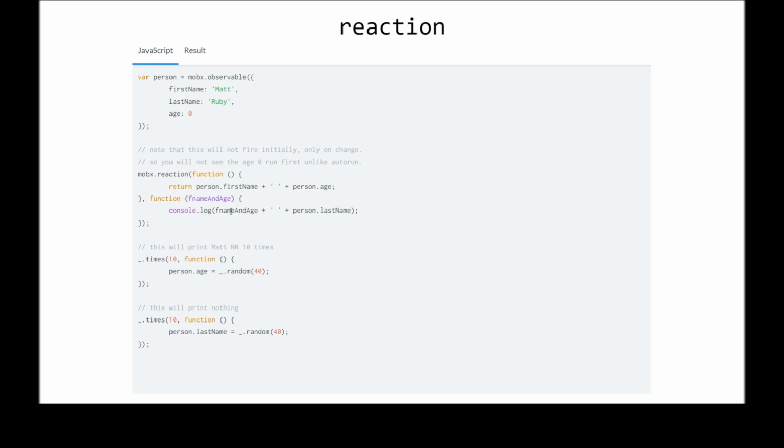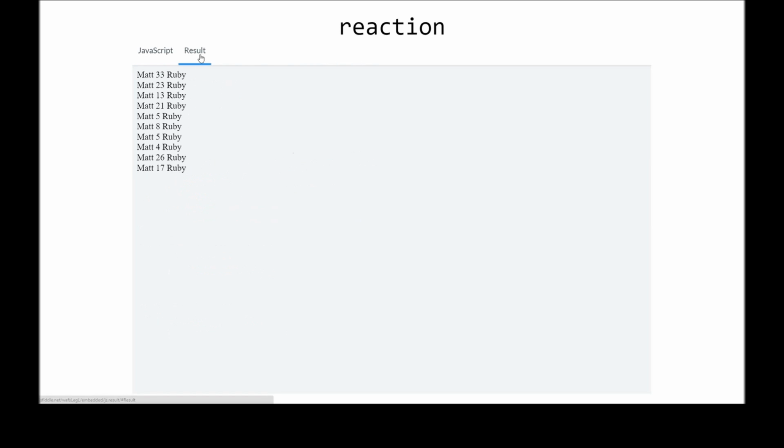And in this case, we're going to log out the first name and age and the last name. Note how I am not watching the last name above. So this function is what's going to be watched. This is what's going to be run. And by default, reactions do not run initially. It will not fire this function on the first run, unlike auto run. So it's going to run the first function on the first run because MobX needs to know what to keep track of, but it won't run this. So you'll see that it's going to change my age 10 times, change my last name 10 times. That shouldn't fire for that last name because it's not in there. And you can see it's printing it out 10 times. Really cool.